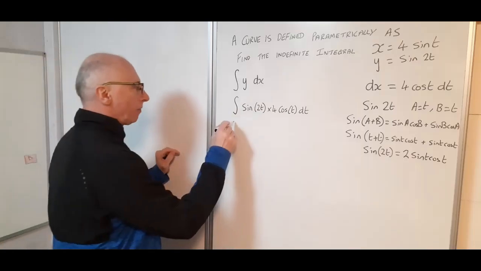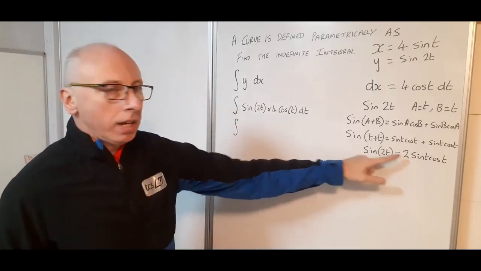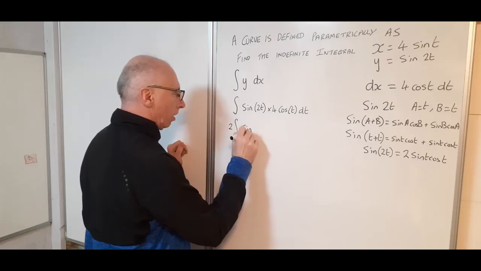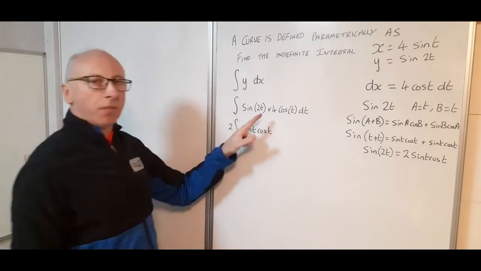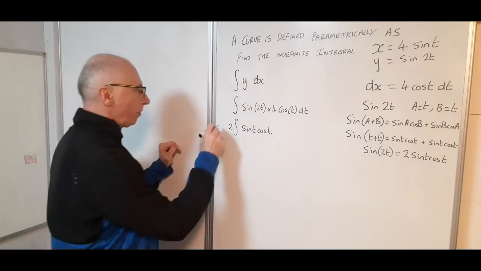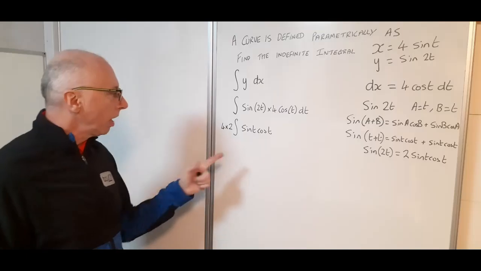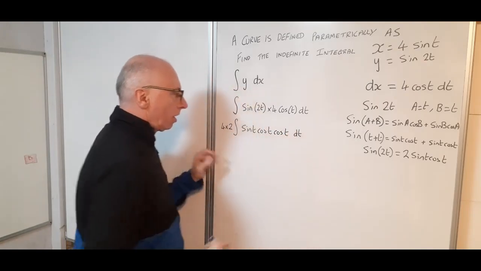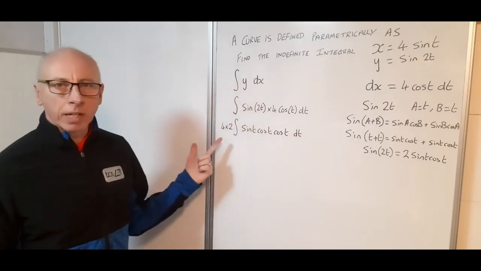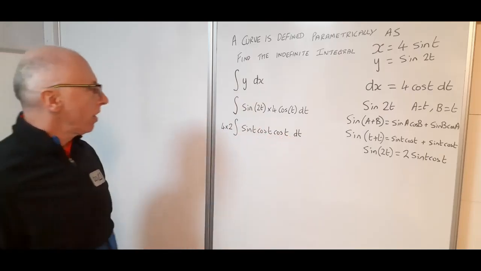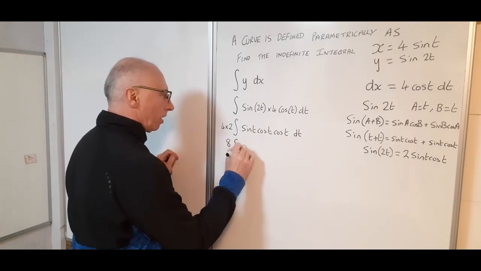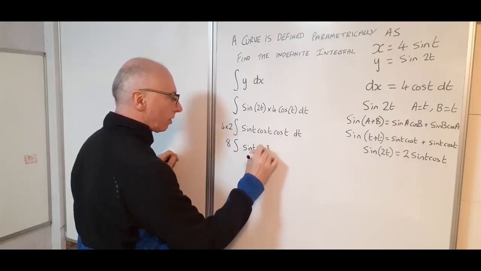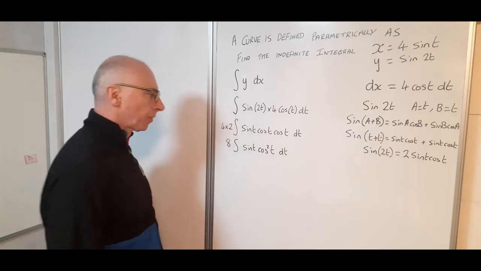So let's do that. I've got a 2 there, which I'll bring out to the front, and then I've got sine t cosine t. And then I've got 4 cosine t, so bring the 4 out the front as well. So these have to be multiplied. Put my other cosine t in there, and then dt. So now everything's in terms of t. I've just got rid of my brackets. Hopefully that's okay for you. So now to rewrite this, I've got 8 sine t cosine squared t, because I've got 2 cosines, and dt.